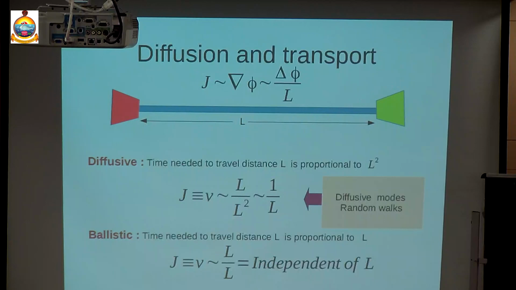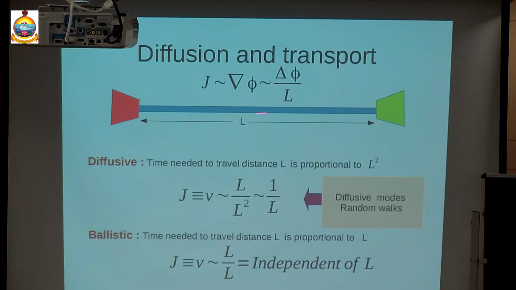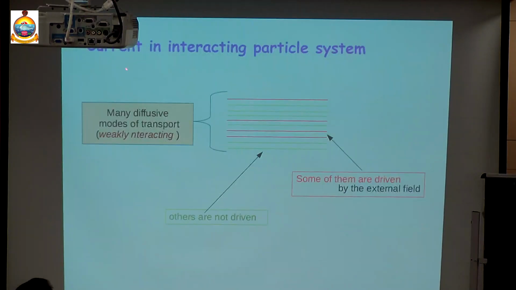So actually, if you look at quantum systems at very low temperature, they don't follow this diffusive law, they follow a different law. The transport is actually ballistic. Okay, so what I'm going to talk about today is that there are particles here and they behave diffusively. But are these particles non-interacting? Of course they are not. So there will be particles which are primarily diffusive, but then there can be interaction between the particles. Okay? So basically what I'm talking about is current in an interacting particle system.